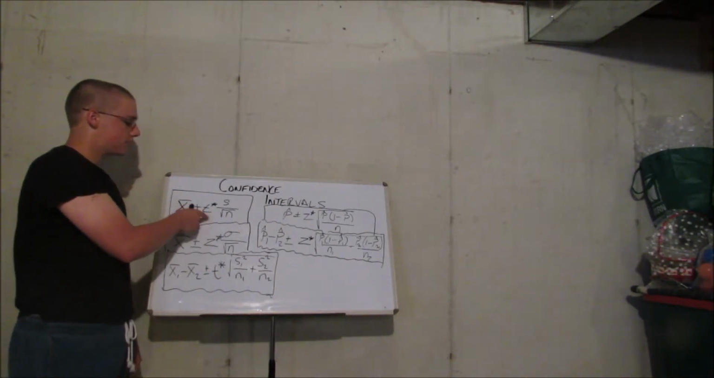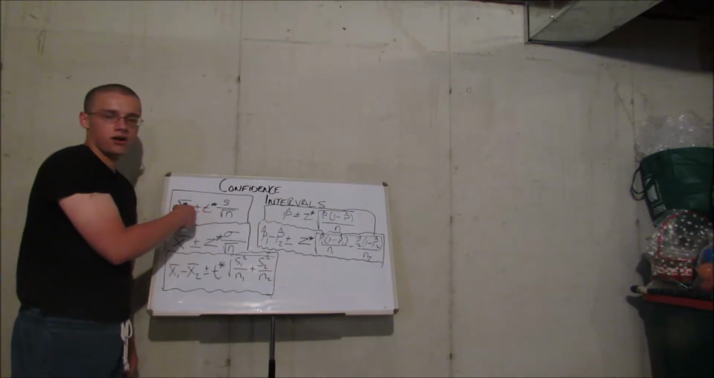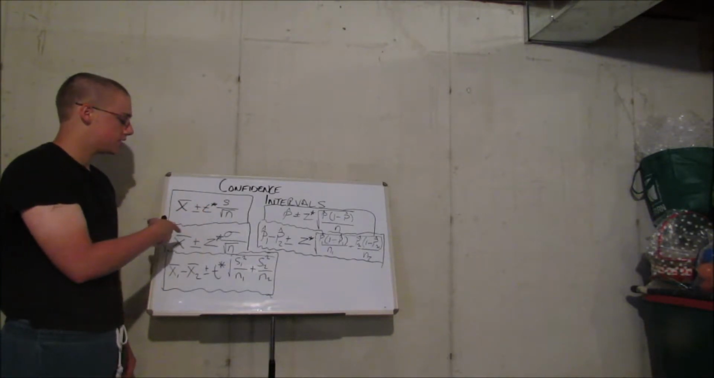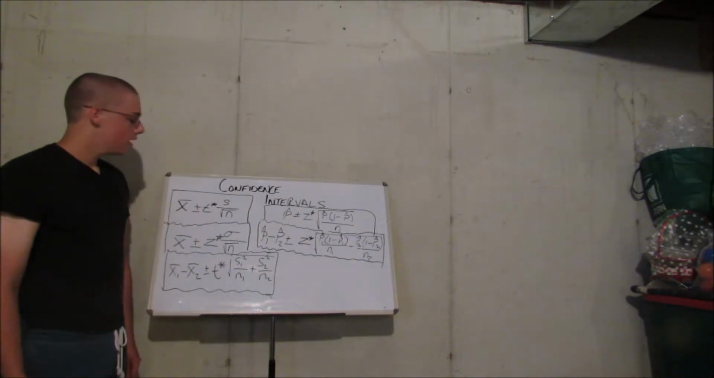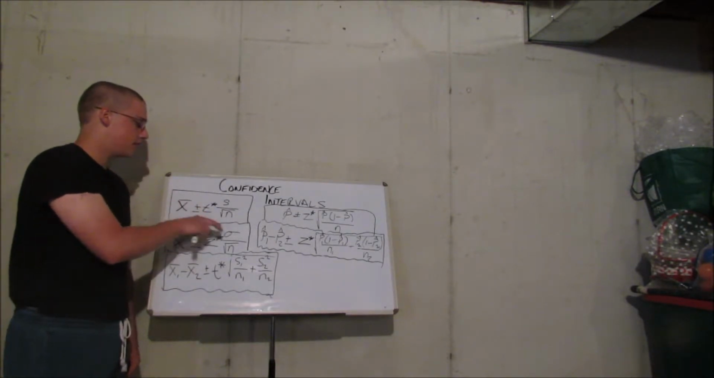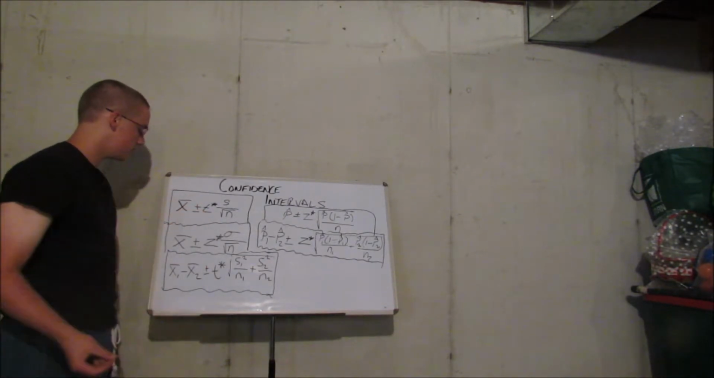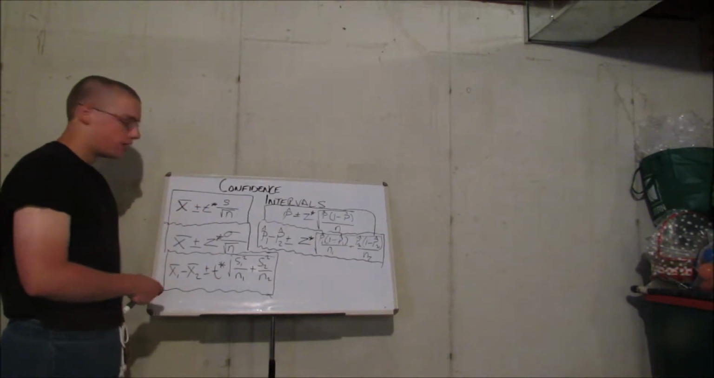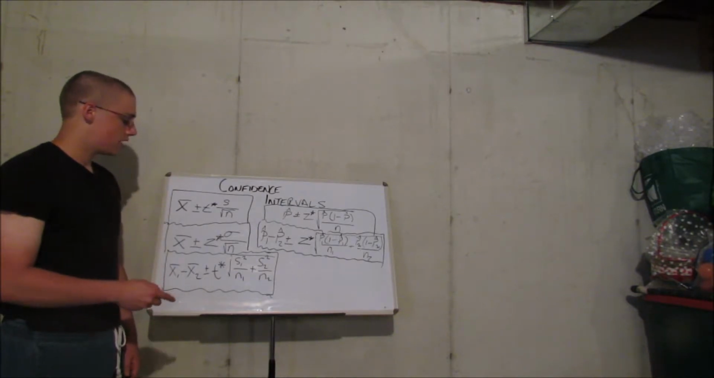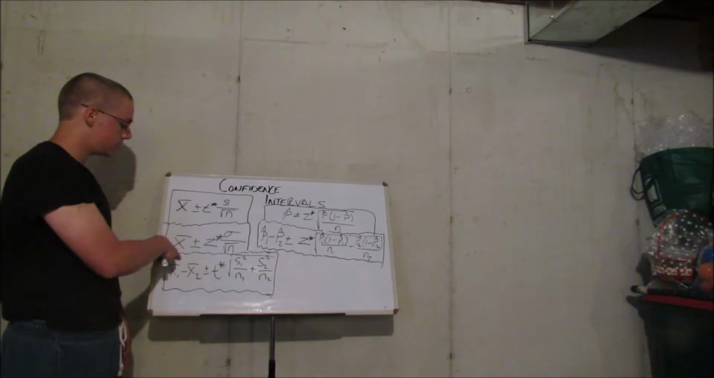X bar plus or minus t-star times the standard deviation of the sample over the square root of the sample size. You have to use the standard deviation of the sample because the population standard deviation isn't given, and when that happens you have to use the t. Next is the confidence interval you construct when you know the standard deviation of the population. Use this formula.